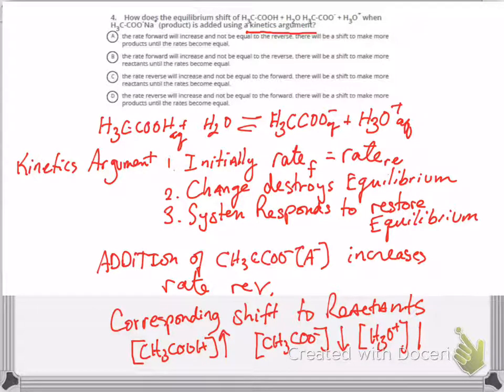We would expect that H3O+ would go down, making pH go up. That was not asked for, but you should always be prepared for that question. And that gives us C: the rate reverse will increase and shift to make more reactants.